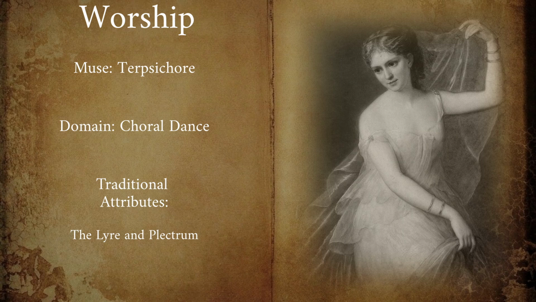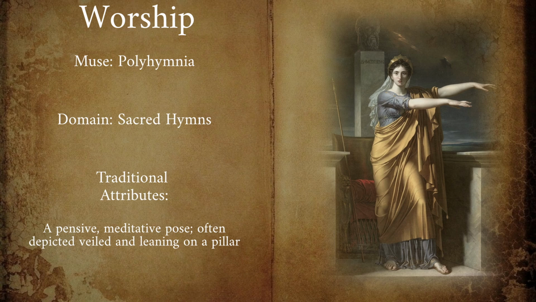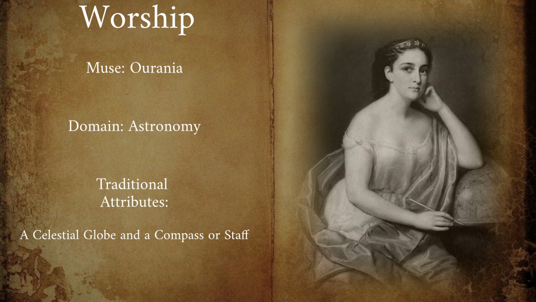And then Terpsichore. Her domain is the choral dance, and her traditional attributes are the lyra and plectrum. And then we have Erato, and her domain is love poetry, and her traditional attributes are the kithara, which is a larger lyra, or a wreath of roses. And then we have Polyhymnia, and her domain is sacred hymns, and her traditional attributes are a pensive and meditative pose, often depicted veiled and leaning on a pillar. And then we have Urania. Her domain is astronomy, and her traditional attributes are a celestial globe and a compass or staff.